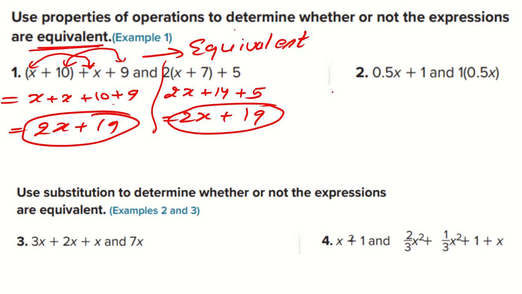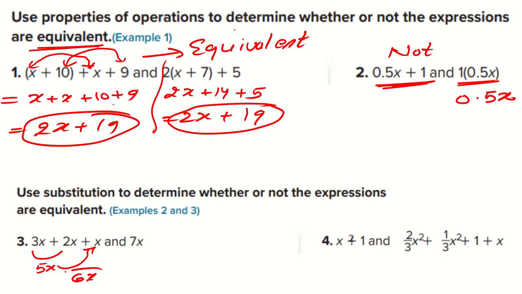Okay. Now same for this, we'll check here. So 0.5x plus 1, we cannot do anything with this because they are unlike terms, and it is 1 multiply 0.5x, so it will be 0.5x. So they are not equal, so they are not equivalent. Next is same type of question. 3x plus 2x, 5x, 5x plus x, 6x. Here we are getting 6x and here we have 7x, so it is not equivalent.